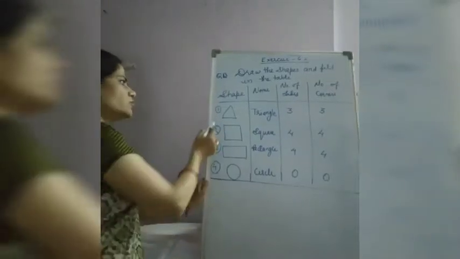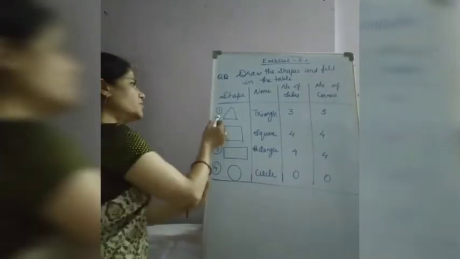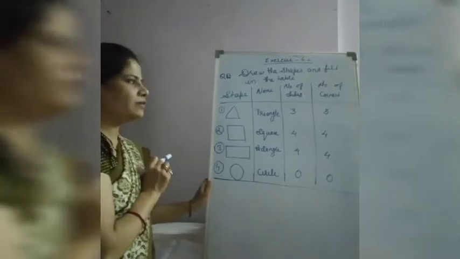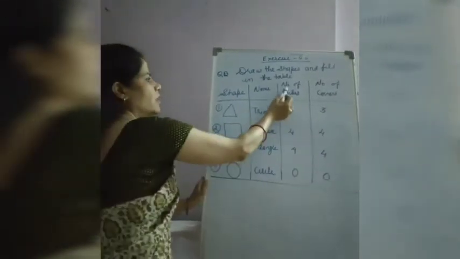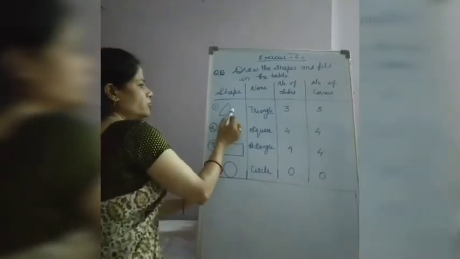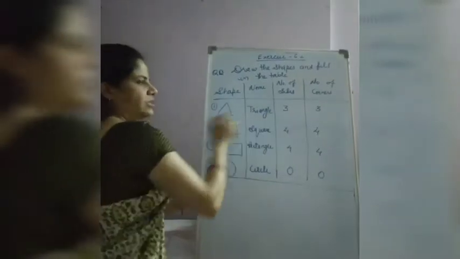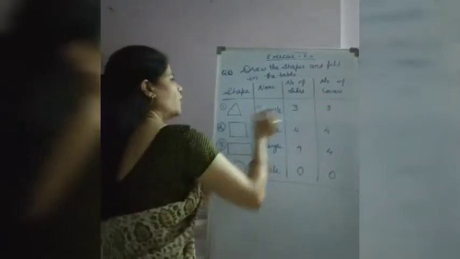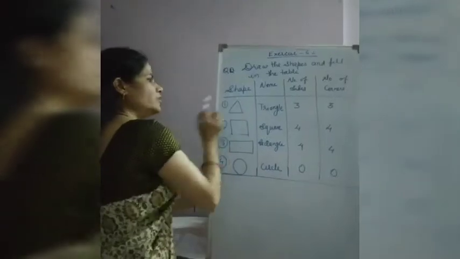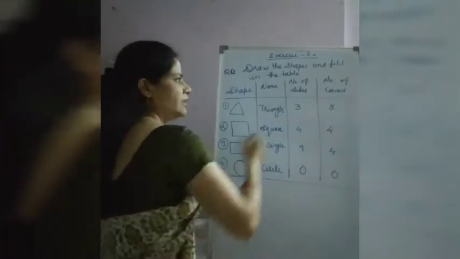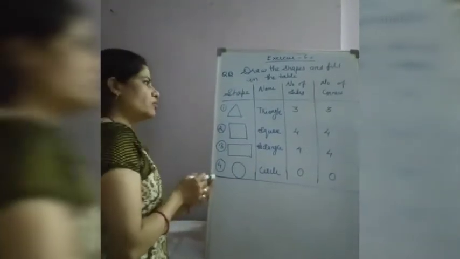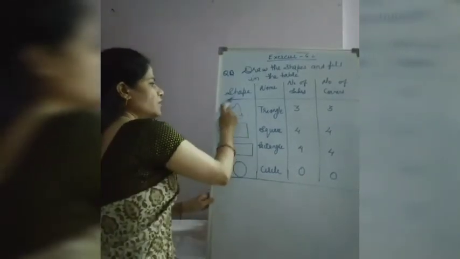So let's see the first shape. The first shape is a triangle. And how many sides are in a triangle? 1, 2, 3. So you have to write 3. Then how many corners? 1, 2, 3 corners. So you have to write 3 in the number of corners column. So the shape is a triangle.